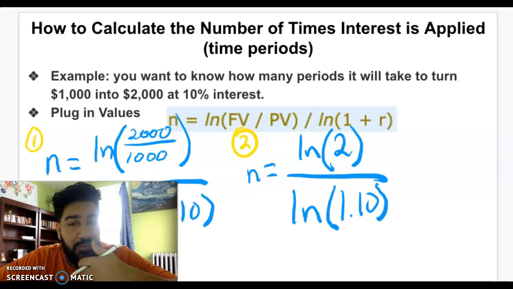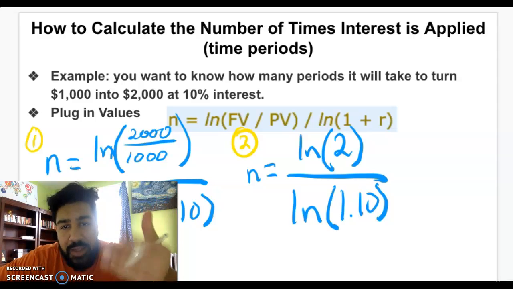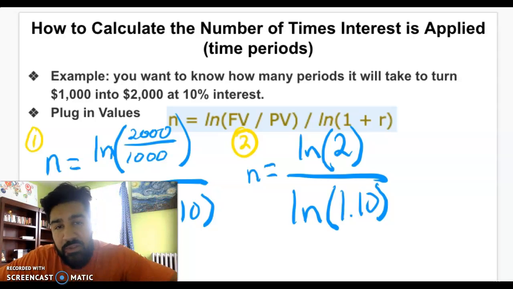Now, with my scientific calculator, I know you guys have heard me say this a million times, but I'm going to say it again because y'all need to get scientific calculators. You're in high school now. You're not in middle school anymore.